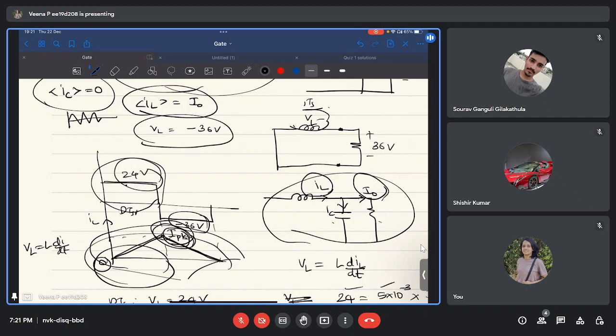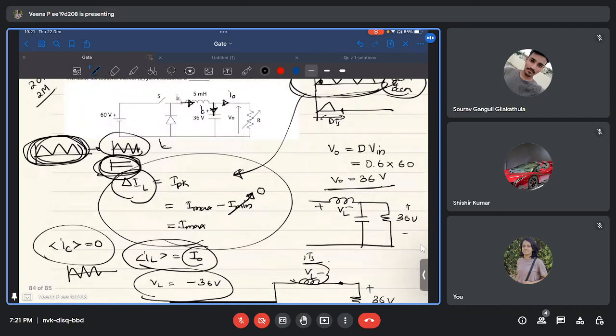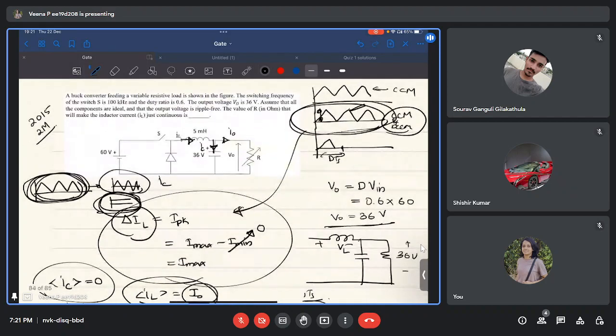Once you get the peak inductor current, you know your average output current. Once you know your average output current, your average output voltage is already given, so you can find the value of resistance. That value of resistance will make the inductor current at the boundary of CCM and DCM. Understood?